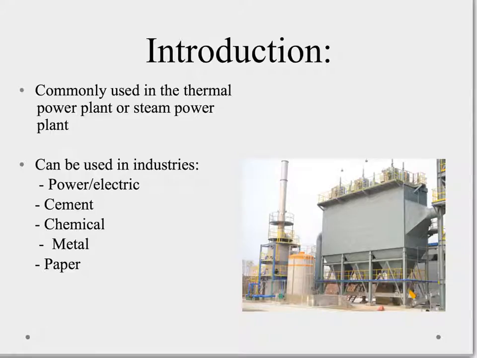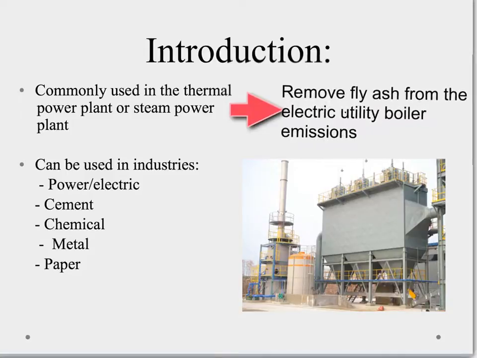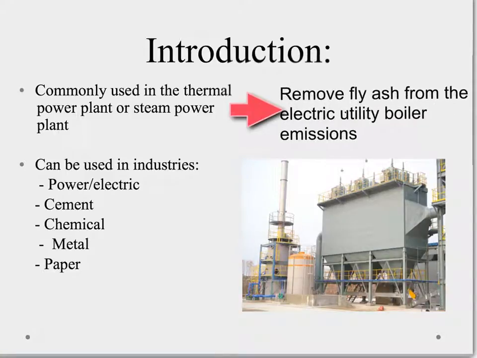First, I will introduce what an Electrostatic Precipitator is. Electrostatic Precipitator is commonly used in the thermal power plant or steam power plant. Then what about its function? Its function is to remove fly ash from the electric utility boiler emissions. Besides that, it can also be used in different industries, for example, power, electric, cement, chemical, metal, and paper.